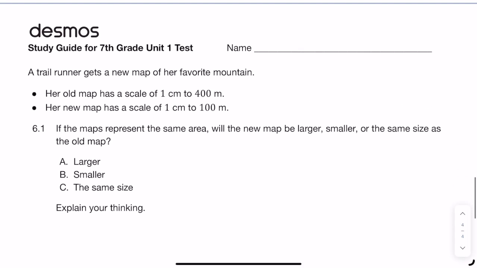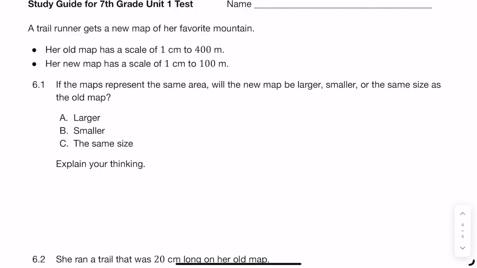All right, finally, question 6. I think this is the most challenging one on the quiz, or on the test. We have a trail runner who gets a new map of her favorite mountain. Her old map had a scale of 1 centimeter to 400 meters. Her new map has a scale of 1 centimeter to 100 meters. If the maps represent the same area, will the new map be smaller, larger, or the same size as the old map? Okay, and then you choose, and then you have to explain your thinking.